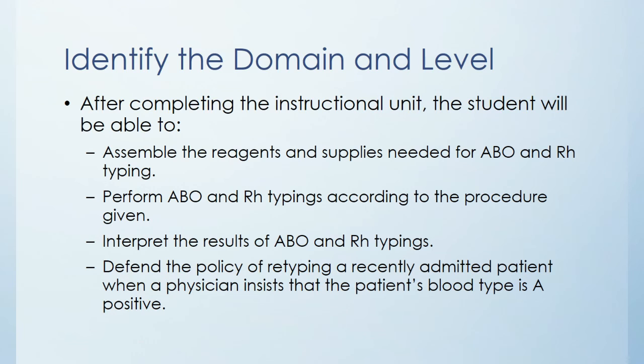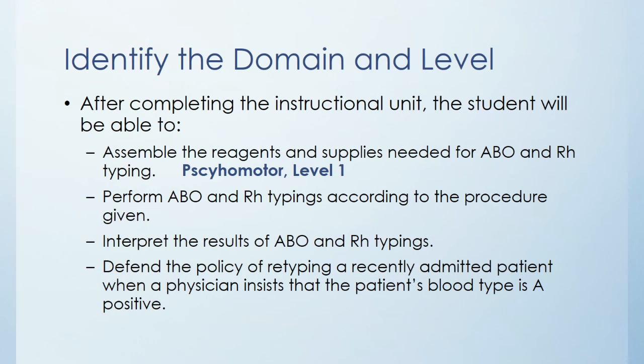All right, so some more trial and error. This is a lot of what your homework is, in addition to writing your own objectives for your continuing education project. So after completing the instructional unit, that's our condition, the student will be able to assemble the reagents and supplies needed for ABO and RH typing. So we're assembling, which is using our hands, but we're not doing a whole lot with it. So this is going to be a psychomotor level 1.